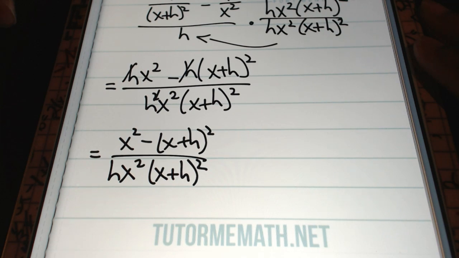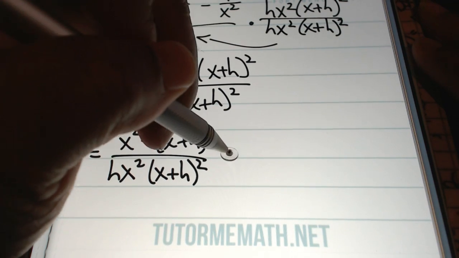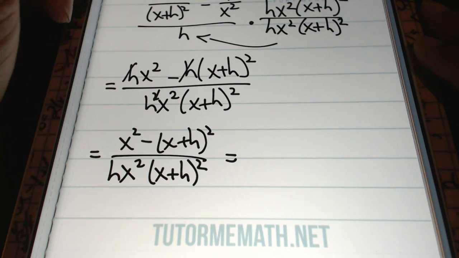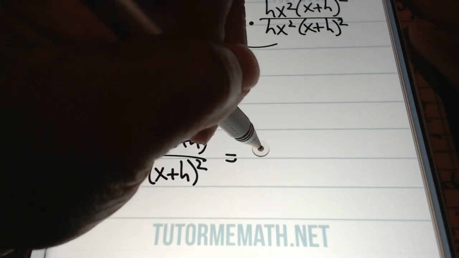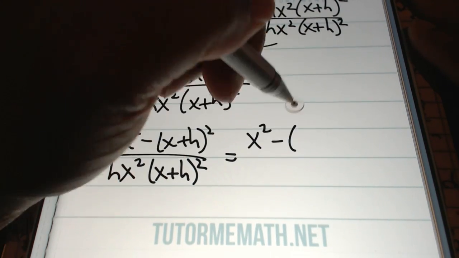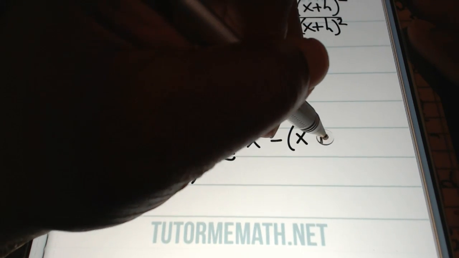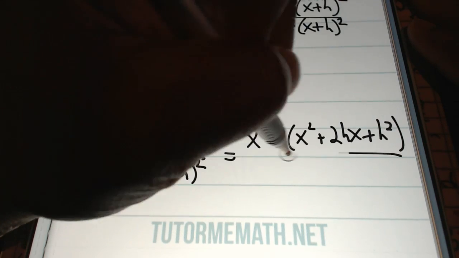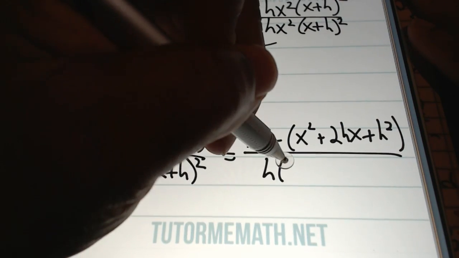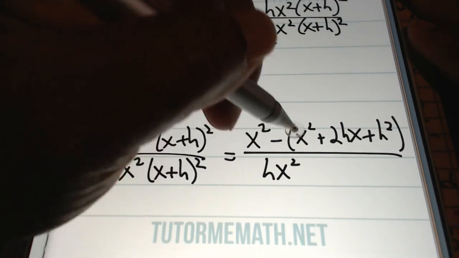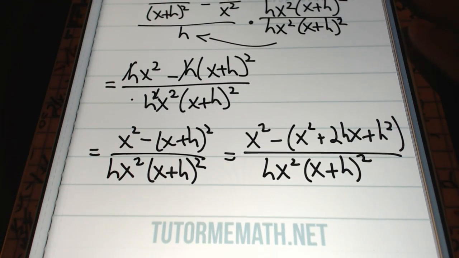And now, let's go ahead and expand this right side. We've already multiplied this x plus h squared time and time again, guys. So I'm going to go ahead and cheat and show you that this is just going to be the quantity of x squared plus 2hx plus h squared all over hx squared times the quantity of x plus h squared. But I'm not done here.